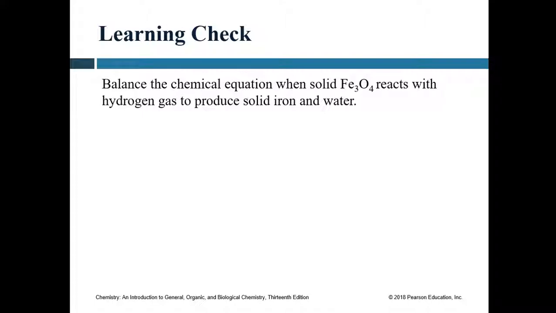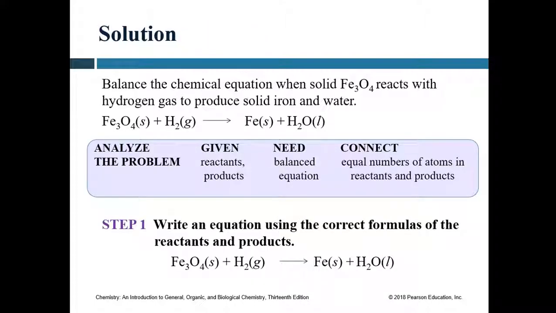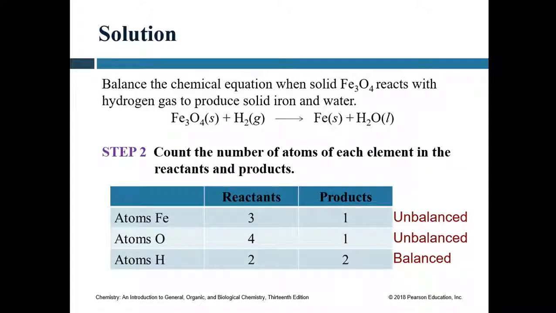Now then, balance the chemical equation when solid Fe3O4 reacts with hydrogen gas to produce solid iron and water. So we have our equation here. Now then, let's first count. I have 3 irons on the reactant side, 4 oxygens, and 2 hydrogens. Let's look on the product side, in the same order: I have 1 iron, 1 oxygen, and 2 hydrogens. So I need to balance it.